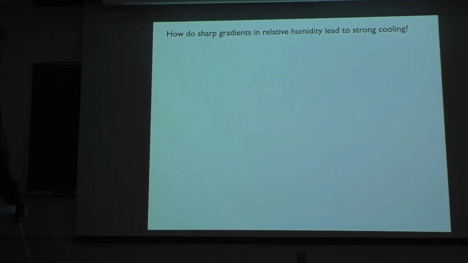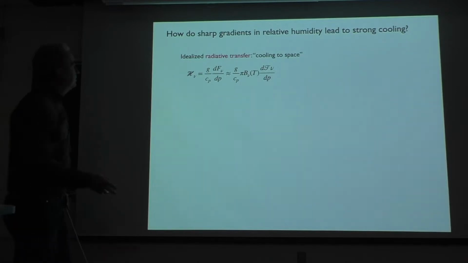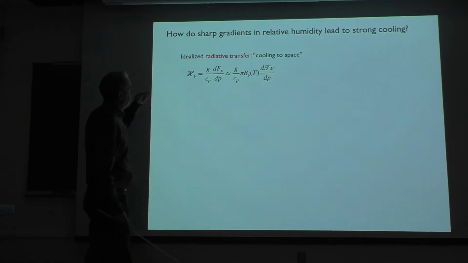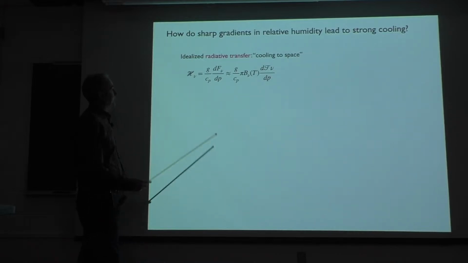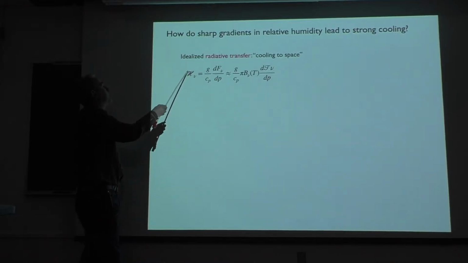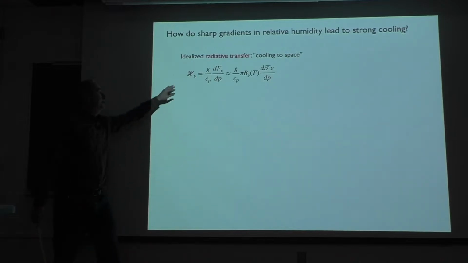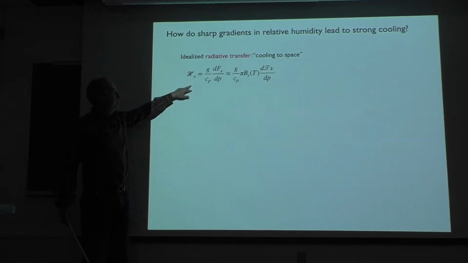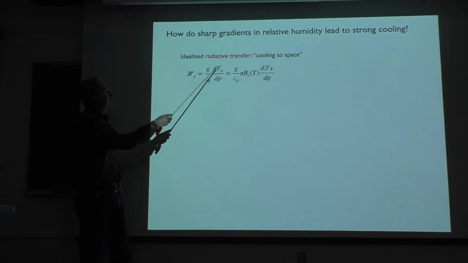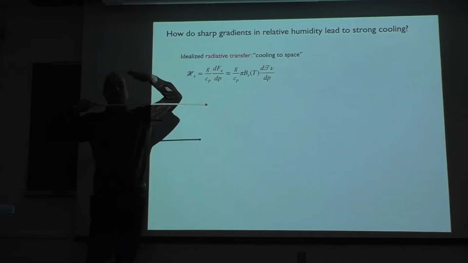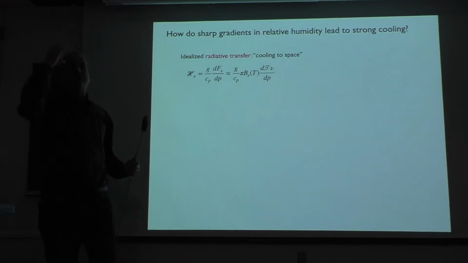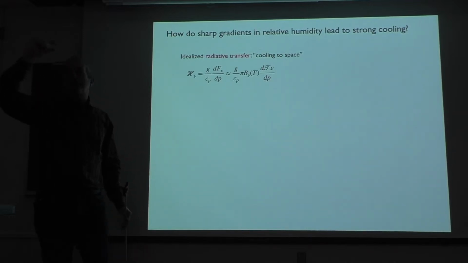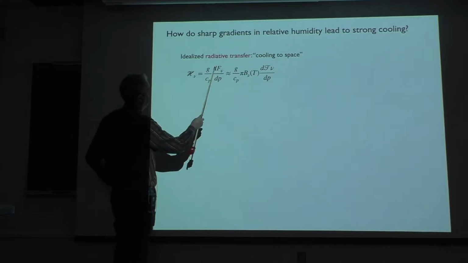So how do those gradients in relative humidity lead to strong cooling? Well, the first thing we'll do is we'll invoke cooling to space. I'm going to walk through some algebra, some math, but the physics behind it is all very straightforward. Our spectrally resolved heating rate, as a function of the wave number nu, is a scaled version of just the divergence in flux coordinates: how much more energy is leaving some unit pressure level than is coming in.